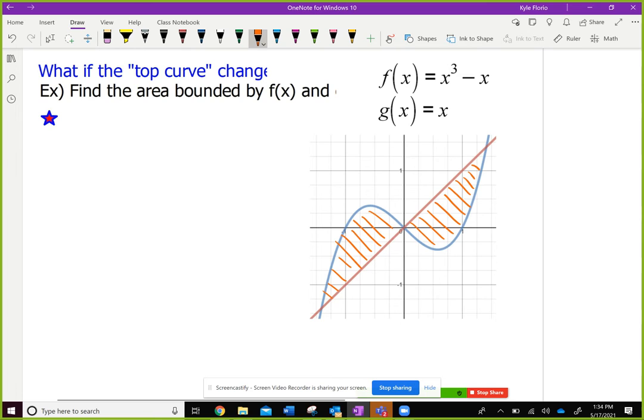Yeah. So the strategy is this. Break it up into 2 separate problems. First, find this chunk. That's going to take an integral, and you're going to have to subtract. In this case, you have to do f minus g. Then do it separately again for this chunk, and this time, the bottom function is now f, so it's going to be g minus f in this case. And we've got to find our limits.